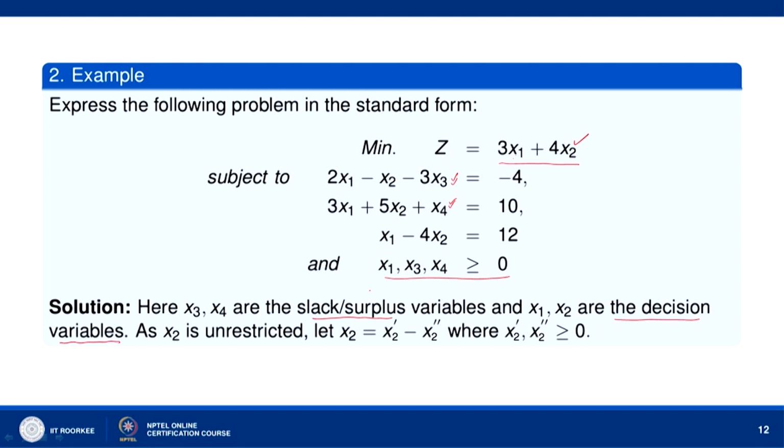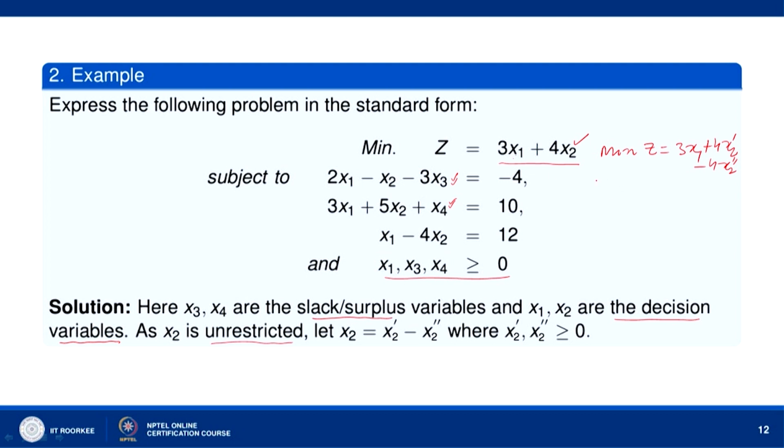Now, x 2 is unrestricted. So, we can write x 2 equal to x 2 dash minus x 2 double dash, where x 2 dash and x 2 double dash are non-negative. Now, with x 2 equal to x 2 dash minus x 2 double dash, this problem will become minimum of z equal to 3 x 1 plus 4 x 2 dash minus 4 x 2 double dash.